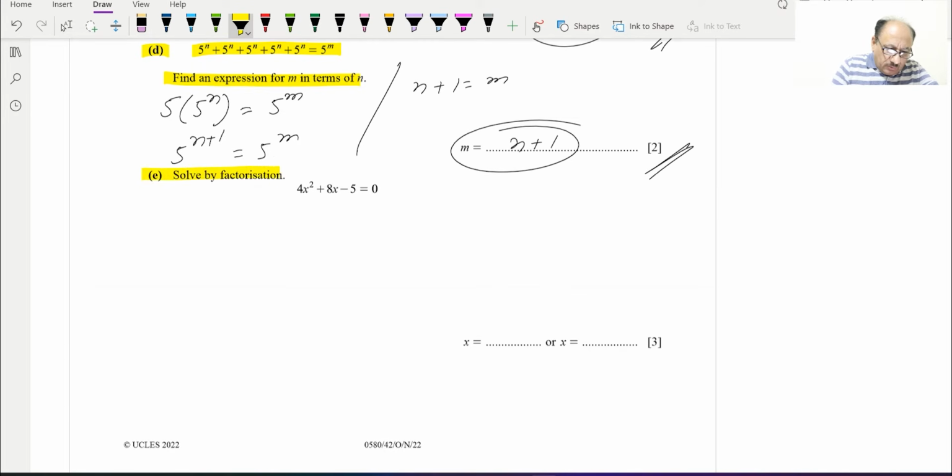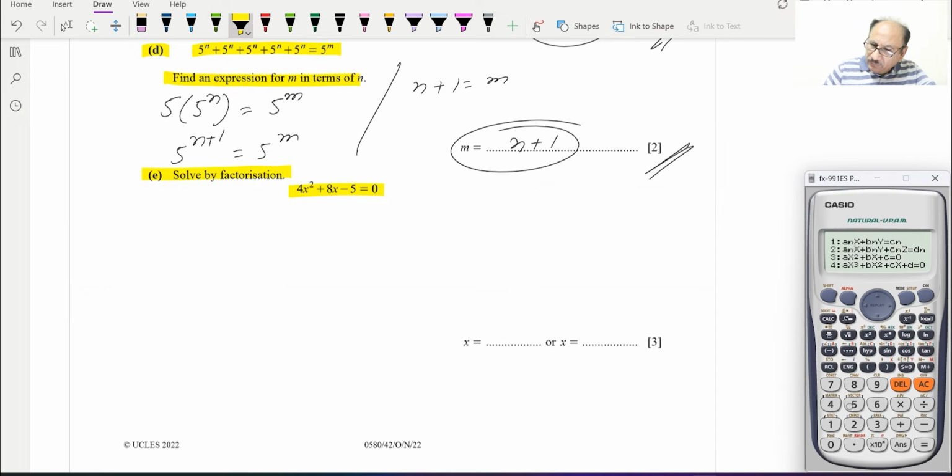This will be our final answer for 2 marks. Now E part, solve by factorization. We need to solve this, and we can factorize this. For example, we can take help from the calculator. But you need to show complete working because this is 3 marks.